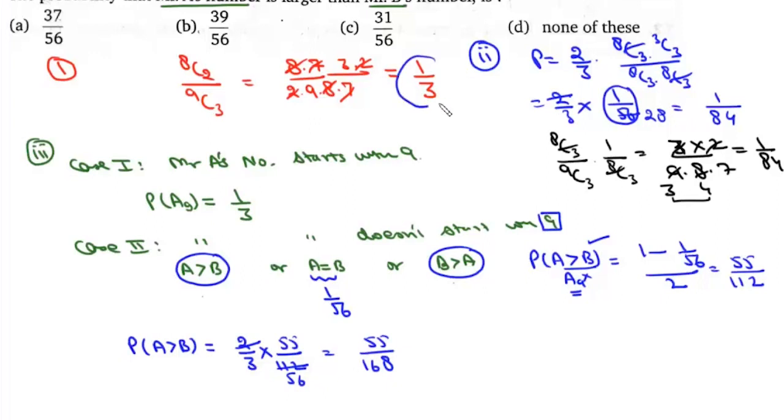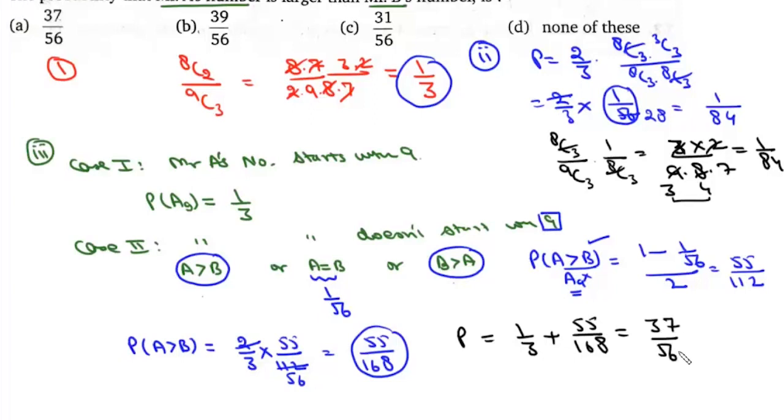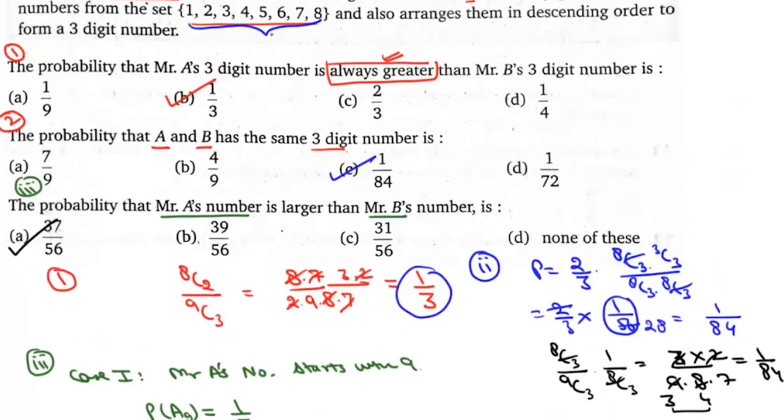Now combining the two probabilities, we get our result that the probability A's number will be greater than B will be 1 by 3 plus 55 by 168, and will be 37 by 56, and that's your option A. So the correct options are B, C and A.